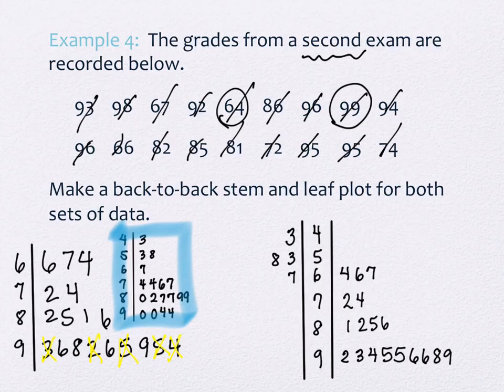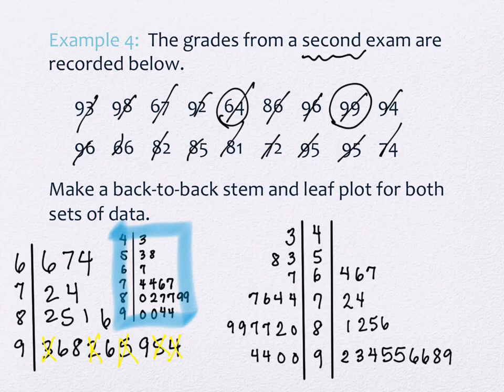And then we've got 67, so there's a 7 here. And then my row of 7s is going to have a 4 and a 4, and then 6 and 7. My row of 8s is 0, 2, 7, 7, 9, and 9. And then my row of 9s is 0, 0, 4, and 4. So this is my back-to-back stem and leaf plot. This is completely done, with the exception of what?